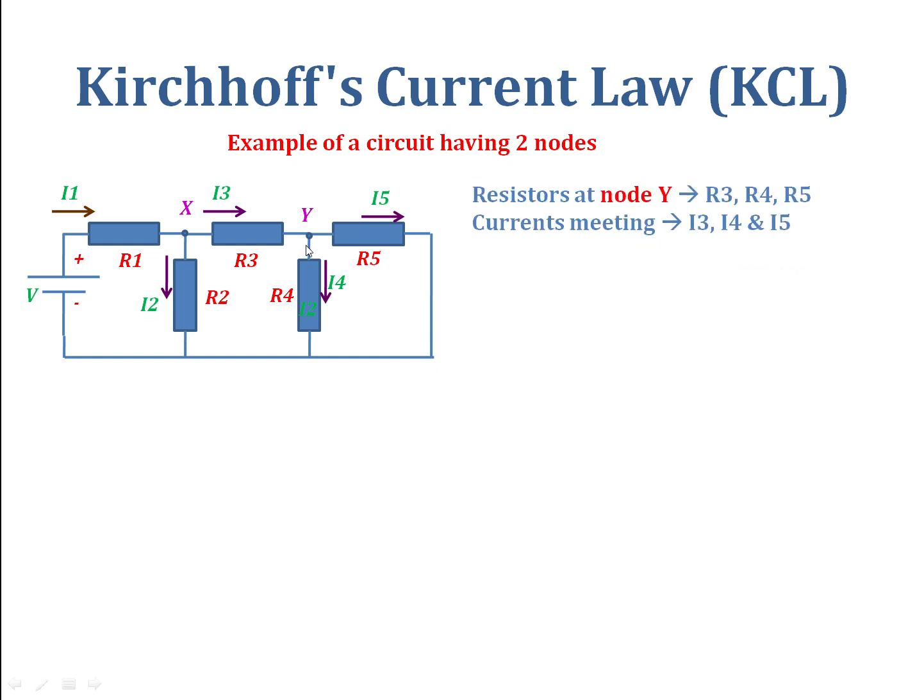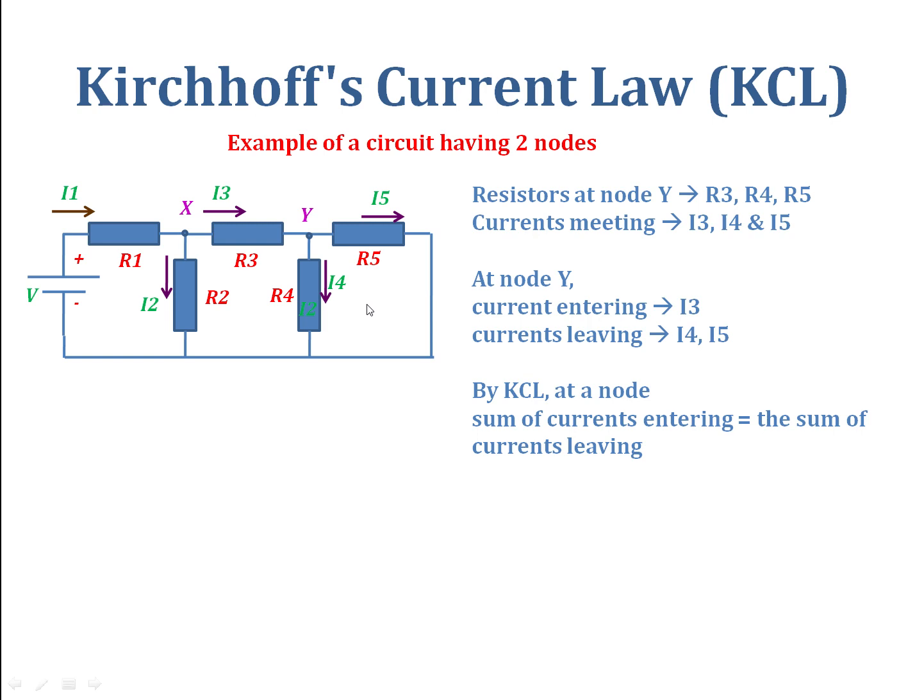Let's move on to applying Kirchhoff's current law to node Y. At node Y again we have three circuit elements connected, which are R4, R3 and R5, and the currents associated with these three circuit elements are I3, I4 and I5 respectively. I3 is entering the node, and I4 and I5 are leaving the node, and therefore by Kirchhoff's current law, I3 is equal to I4 plus I5, and this is the node equation at node Y.